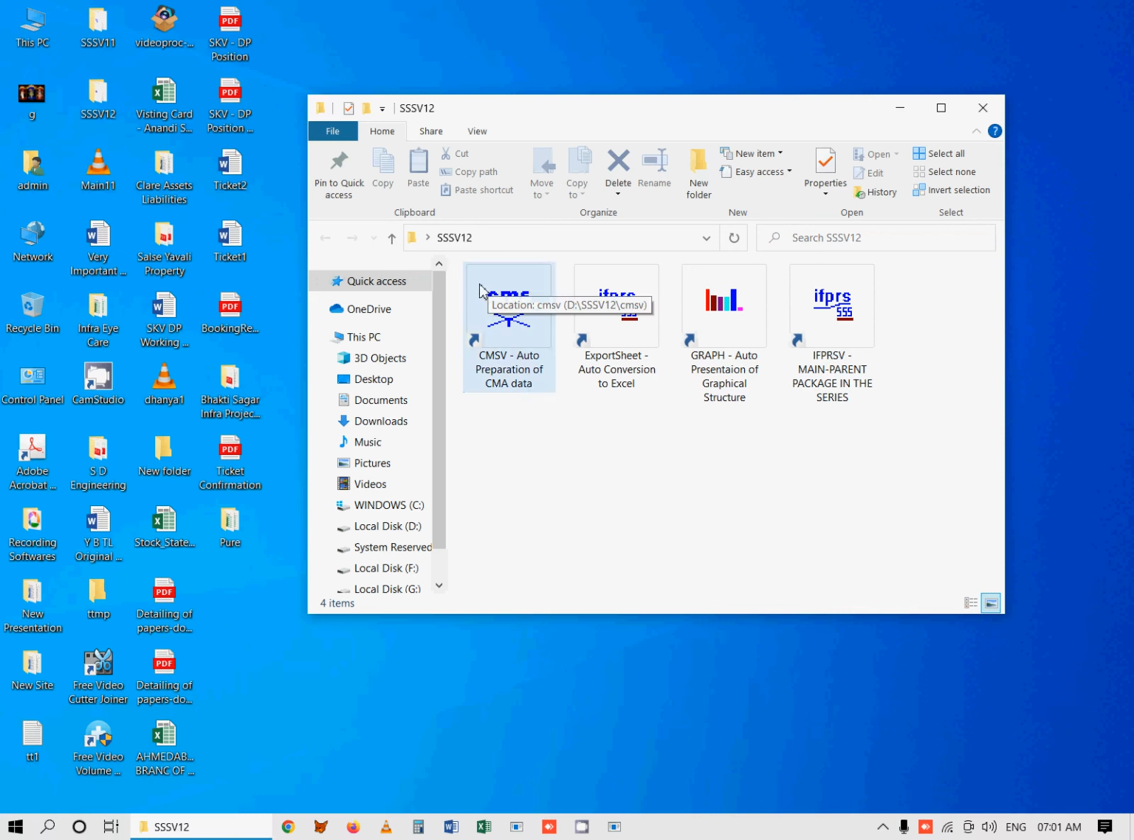It is one of the important software among the 4 software packages of the IFPRSV Plus series, a complete project finance software series. This presentation is related to use of the CMA data software in non-interlink mode only, when no interlink data input is required and CMA data is prepared all on its own.